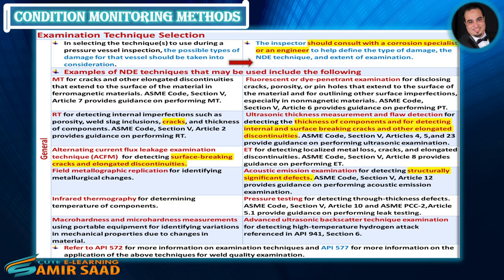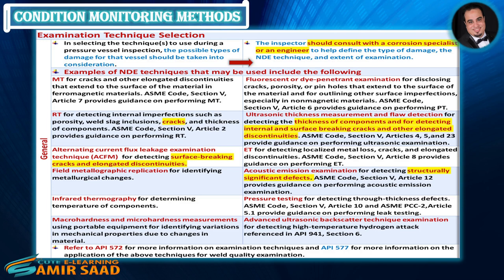Examples of NDE techniques that may be used include the following: MT for cracks and other elongated discontinuities that extend to the surface of the material in ferromagnetic materials. Fluorescent or dye-penetrant examination for disclosing cracks, porosity, or pinholes that extend to the surface of the material, and for outlining other surface imperfections, especially in non-magnetic materials. RT for detecting internal imperfections, such as porosity, weld slag inclusions, cracks, and thickness of components. Ultrasonic thickness measurement and flaw detection for detecting the thickness of components, and for detecting internal and surface breaking cracks and other elongated discontinuities.